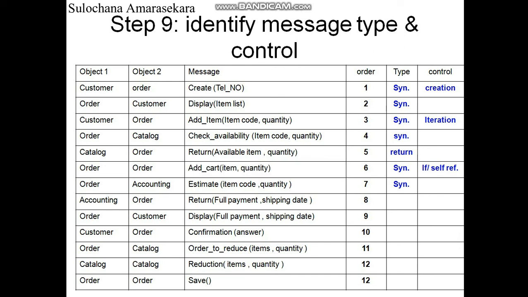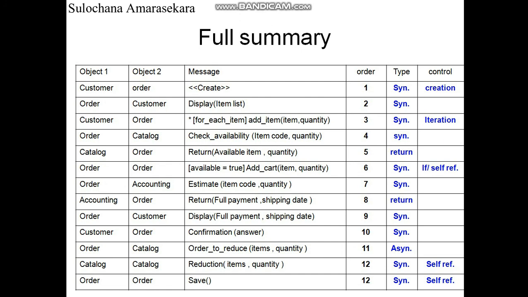Estimate is a synchronize message. The next message is its response, then it is a return type. Display is a synchronize message. Confirmation is synchronize. Order to reduce is an asynchronous message, because we don't need to interrupt the working flow until we get a response from the catalog. Reduction is synchronize self reference. Save is also a synchronize and self reference message. This slide summarizes all the findings. You can see here those are the information which we need to construct the sequential diagram.